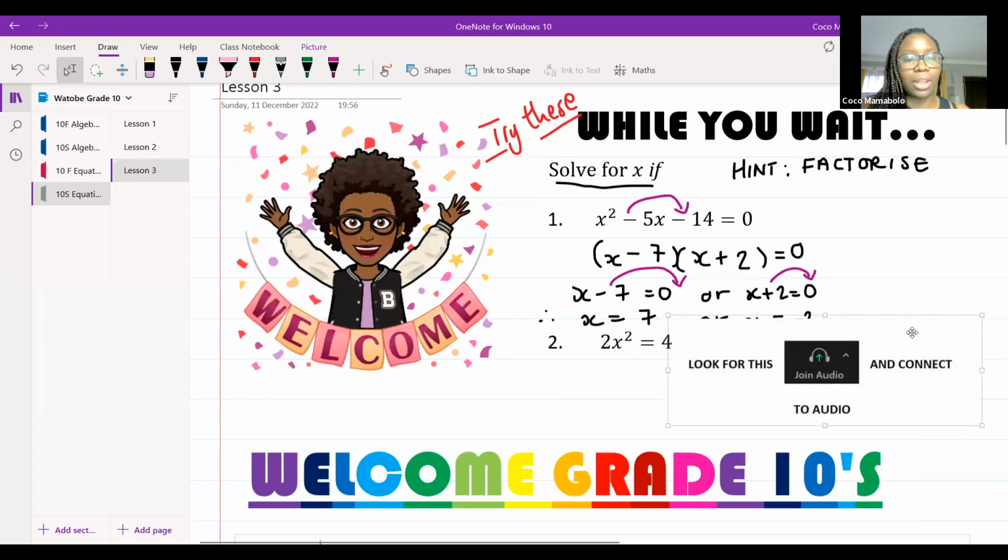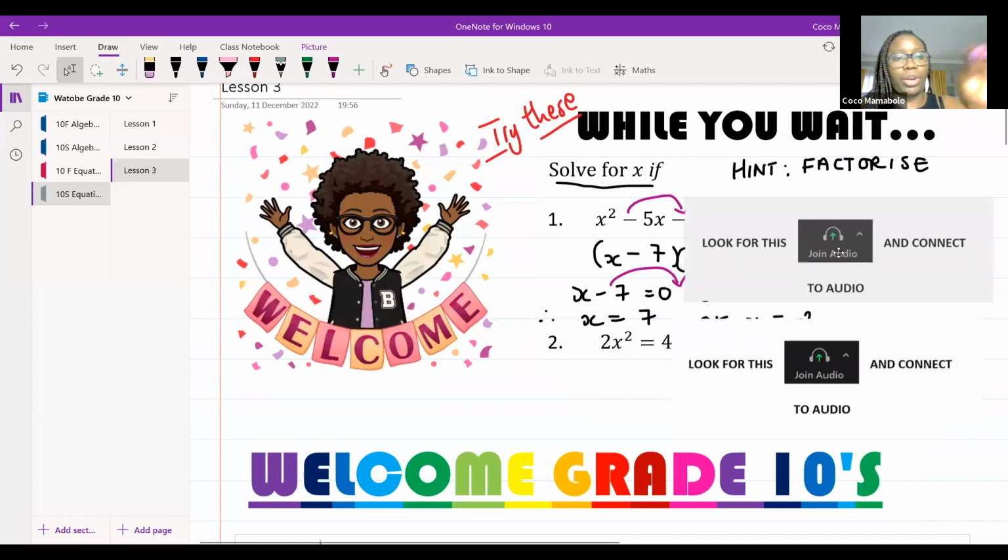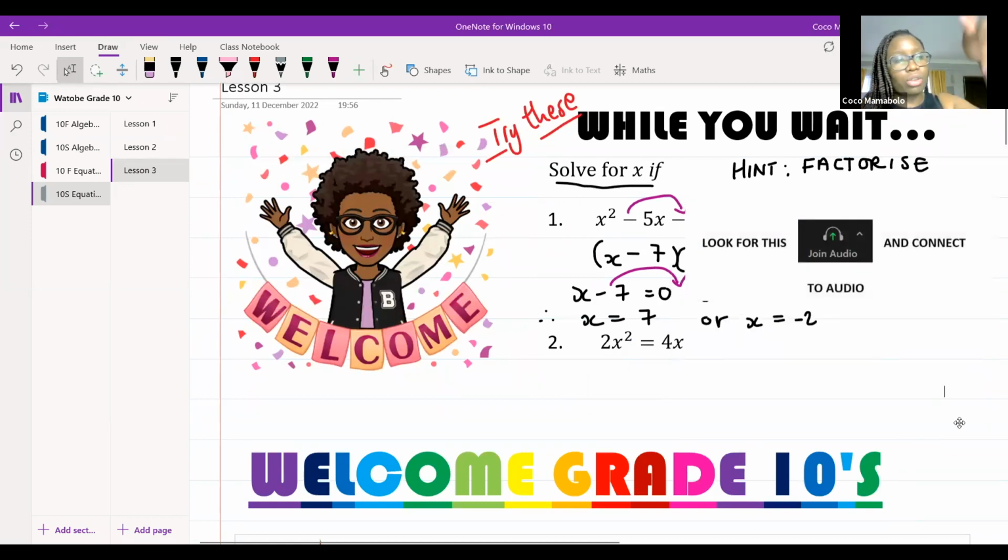For those of you out there who are worried about what's going on, look for that thing and connect to audio, everybody.